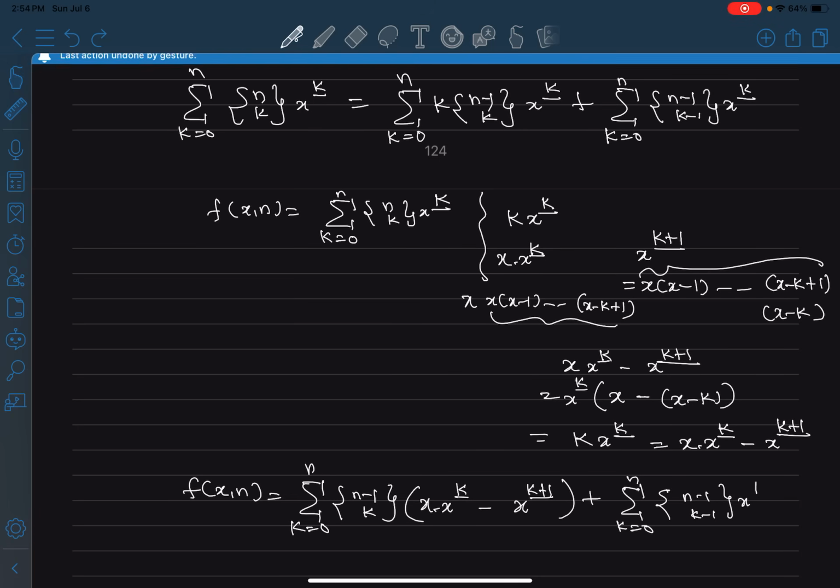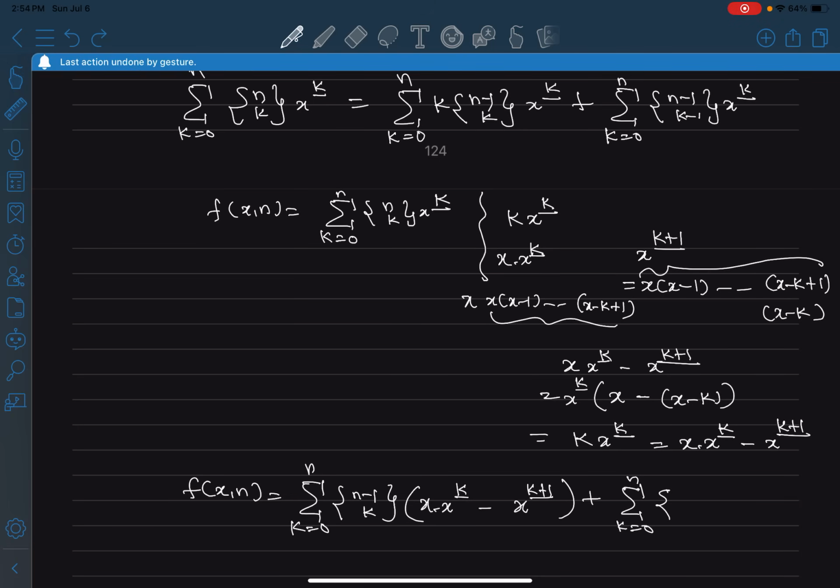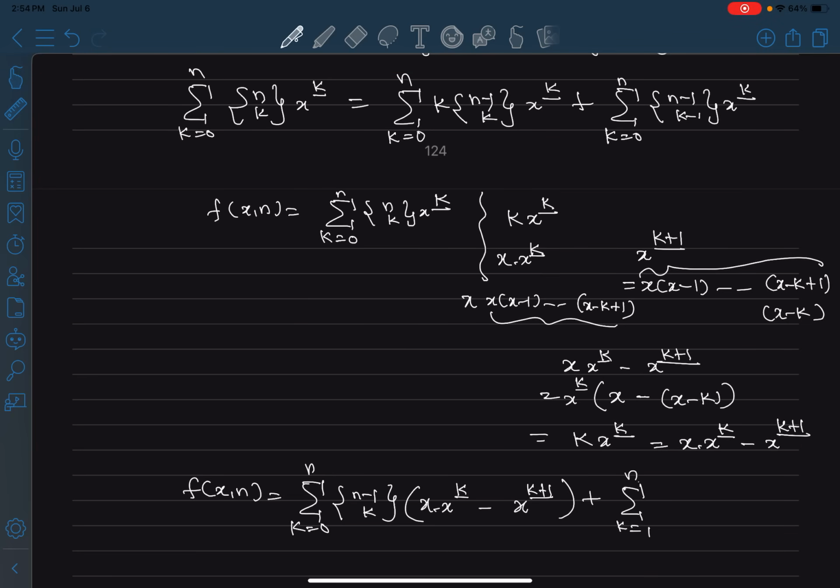Also notice that at k equals 0, this expression is invalid, right? So I can just take the sum from 1 to n, because at k equals 0, the (n-1 choose k-1) is just defined to be 0. And so this becomes (n-1 choose k-1) x to the power k. Now if I want to take it from k equals 0 again, I can take it from 0 to n minus 1 and make it k plus 1 over here. I can do that, okay, so now this is a bit nicer.